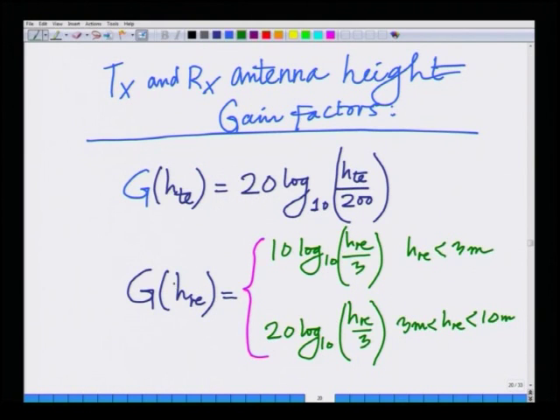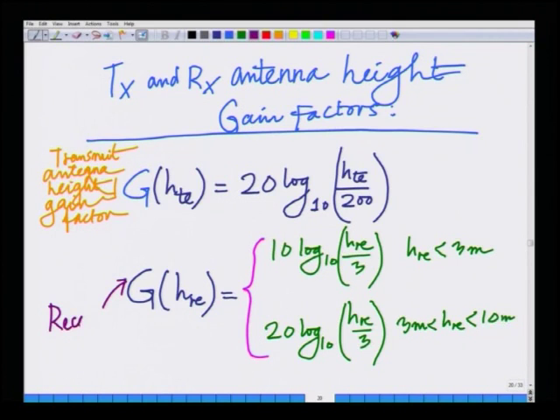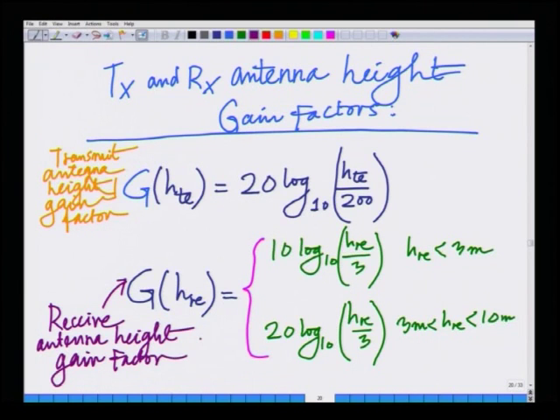So, we are saying there are two gain factors. The first one is the transmit antenna height gain factor, and the second is the receive antenna height gain factor. GHTE as a function of the transmit antenna height is given as 20 log 10 HTE by 200, and GHRE as a function of the receive antenna height is given as either 10 log 10 HRE by 3 if HRE is less than 3 meters, or 20 log 10 HRE divided by 3 if HRE is in the range of 3 meters and 10 meters.